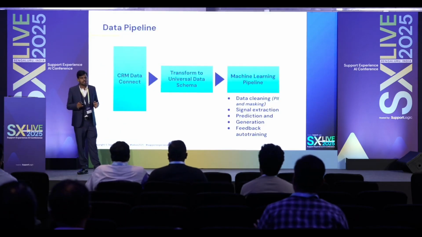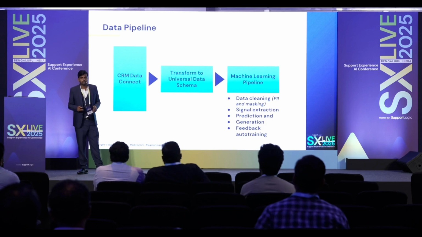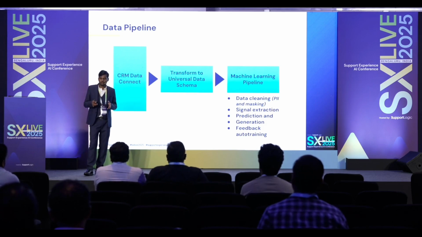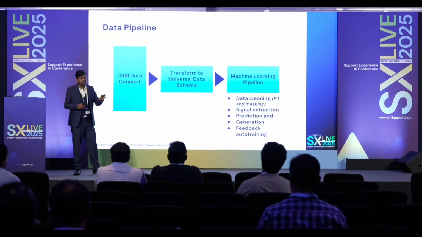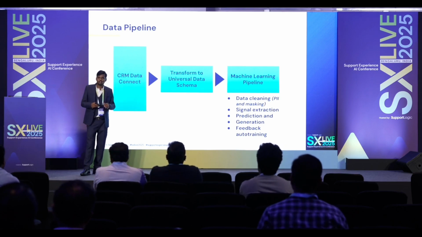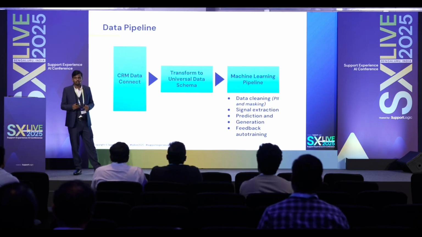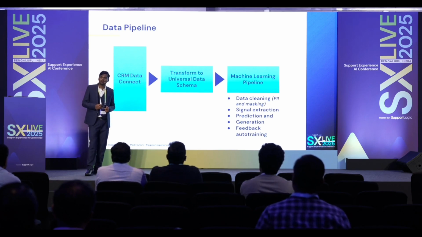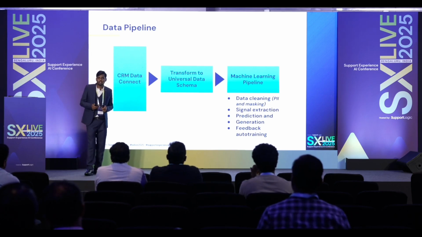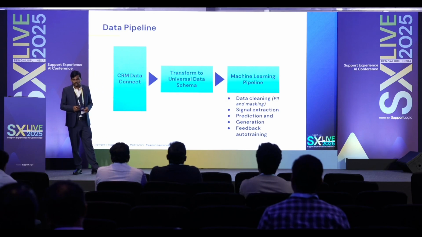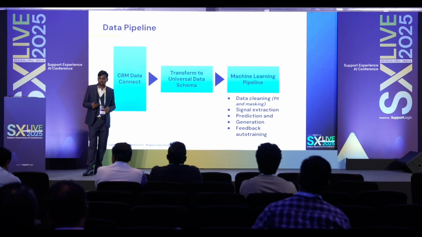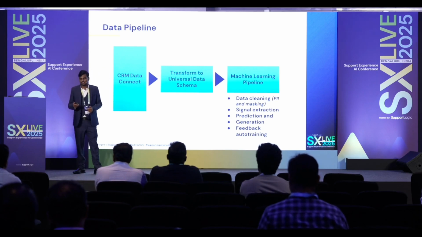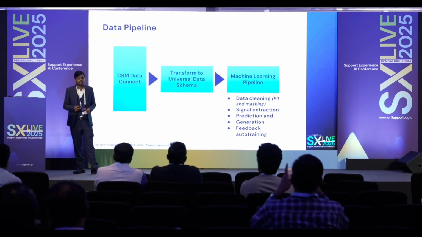So this is a small snapshot of a data pipeline. It has a big picture behind it, but I've tried to consolidate it. As you can see, there is the CRM data. For all the CRMs available, we use connectors to extract the data. Then it is transformed and converted into a universal data format that we call the SupportLogic schema. And then come our machine learning pipelines.